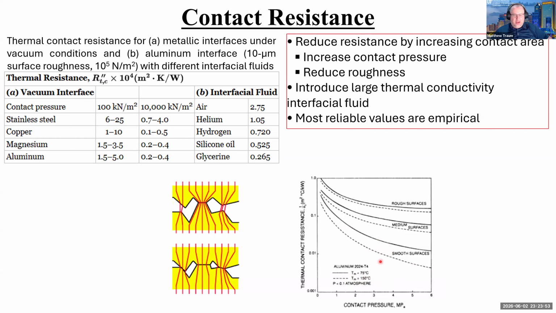As we increase the pressure, the contact resistance decreases. And as we improve the surface roughness, the contact resistance decreases. So you can see all those trends: temperature, increased pressure, and decreased surface roughness all contribute to lowering thermal contact resistance. This happens to be aluminum 2024, but the same trend is true for most materials. Okay.